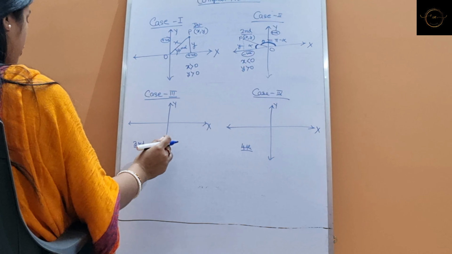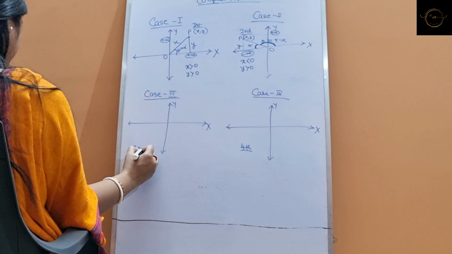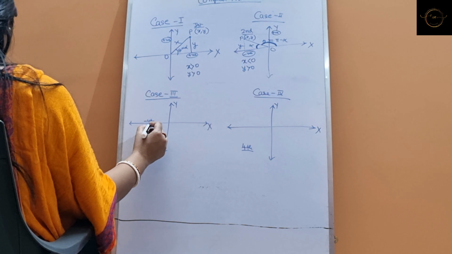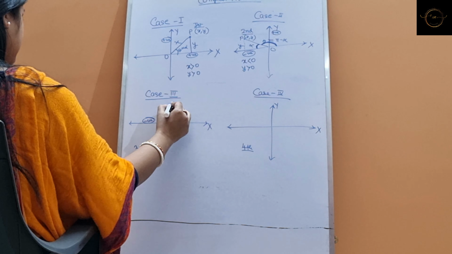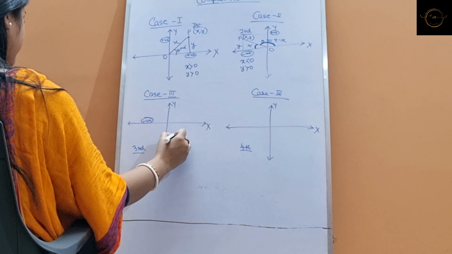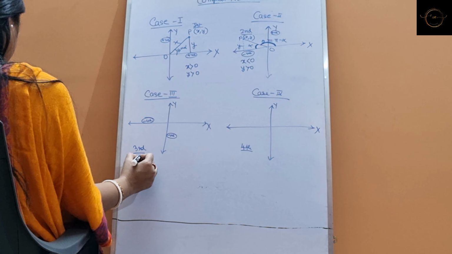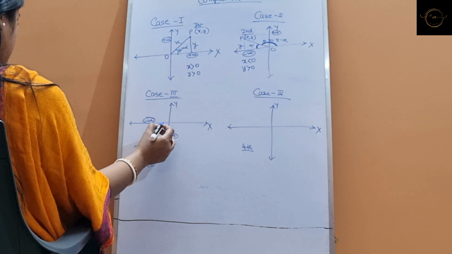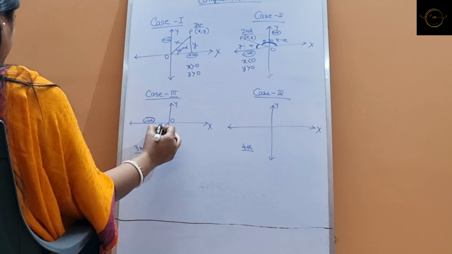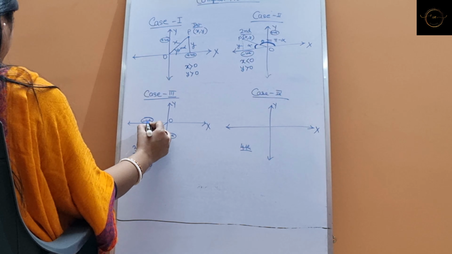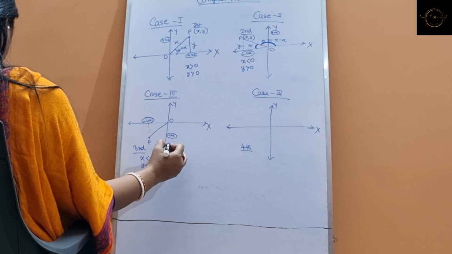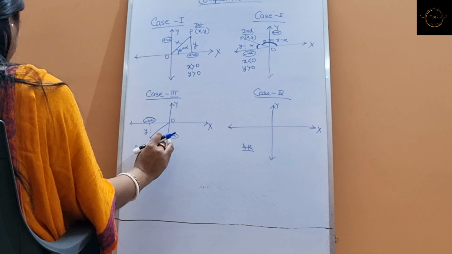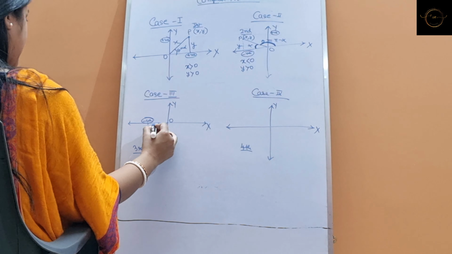Now coming to the third quadrant. In the third quadrant we know x is negative, and this is the y-axis, and here also we will find it as negative part. So here x will be less than 0, y will also be less than 0. Now look, this is the point O and this is the point P. If we draw the line over here, this is the angle alpha.